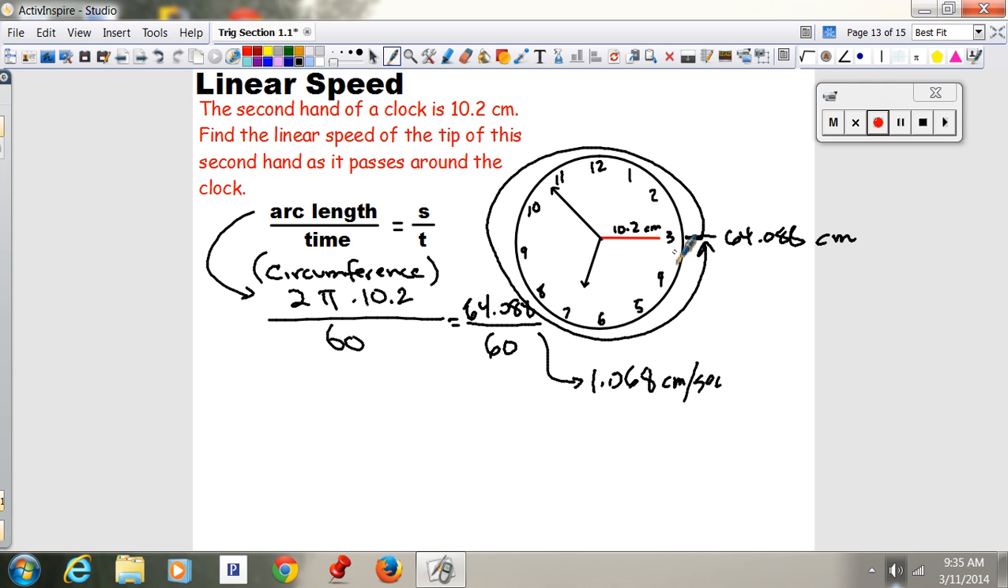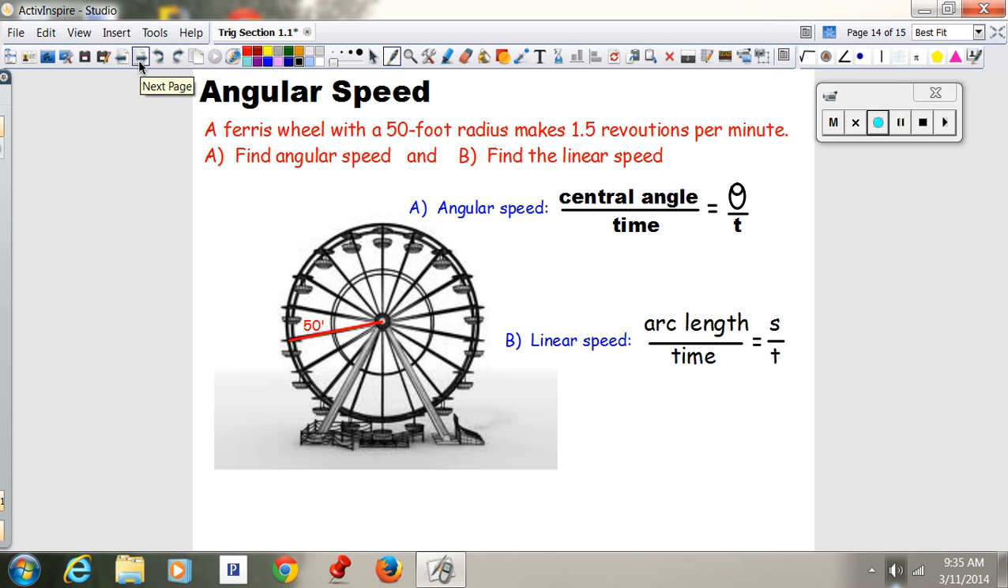Okay, moving on to angular speed. Let's take a look at the Ferris wheel. It has a 50-foot radius. That means it's 50 feet in one direction. It says it makes 1.5 revolutions per minute. Does that seem fast or not? So it starts here, it goes around one time, and then it goes another half. And that takes 1 minute to do that.